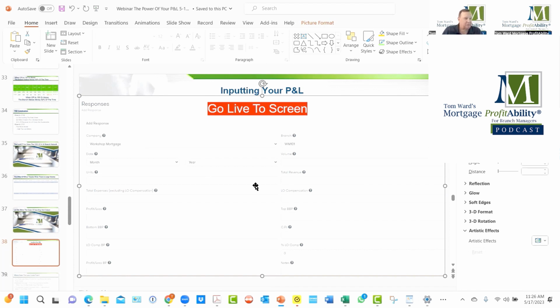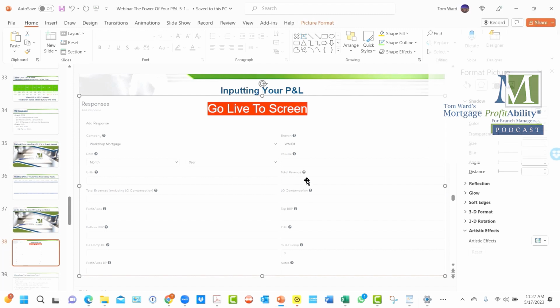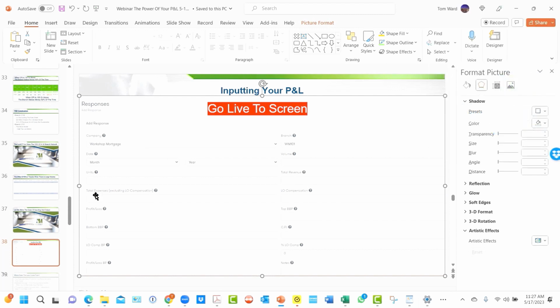Total revenue, take it off your rate sheet, take it off your P&L. Ultimately, you see here's how much revenue I had. Total expenses, make sure you exclude the LO compensation. If it's in there, take it out. How much did you pay out in LO compensation? How much did you profit or lose in dollars?